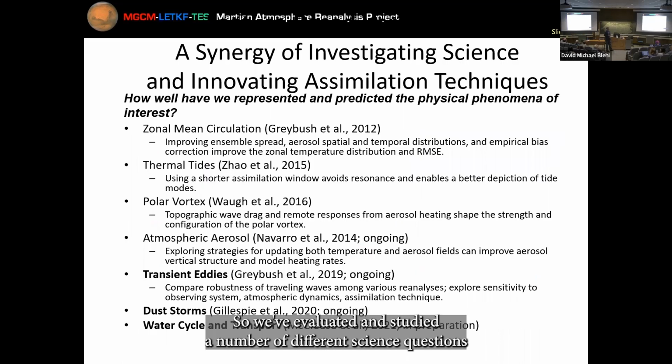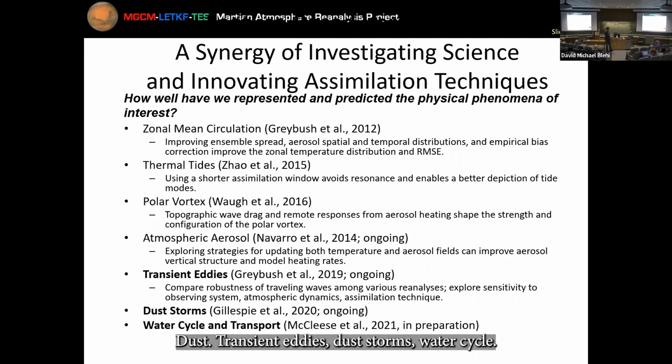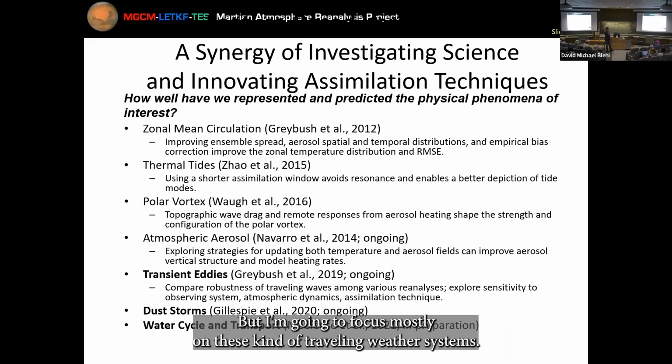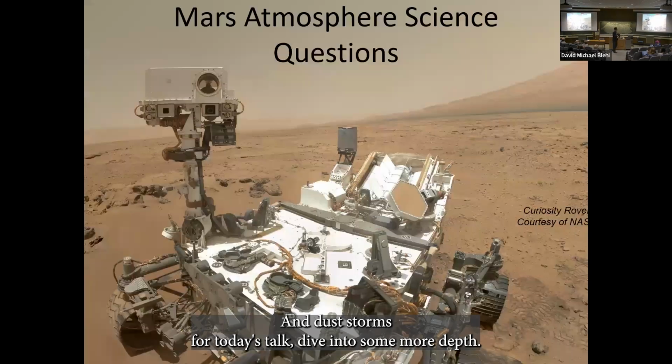So we've evaluated and studied a number of different science questions, from zonal mean circulation, thermal tides, polar vortex, dust, transient eddies, dust storms, water cycle. But I'm going to focus mostly on these traveling weather systems and dust storms for today's talk, to dive into some more depth.